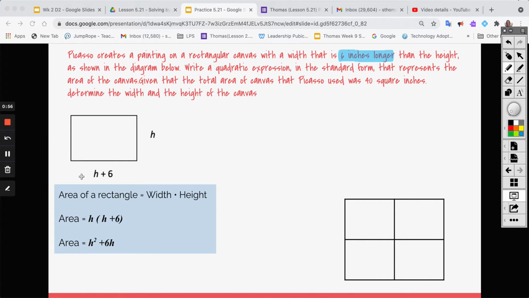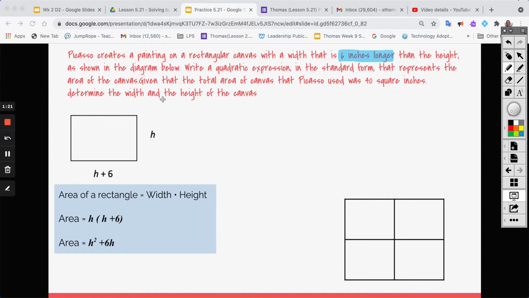In order to calculate the area of a rectangle, we know area is length times width, so we're going to multiply the sides together. Hence, the area of the rectangle would be h times h plus 6. Using the distributive property, that gives us h squared plus 6h. This is an expression that represents the area for the canvas used.